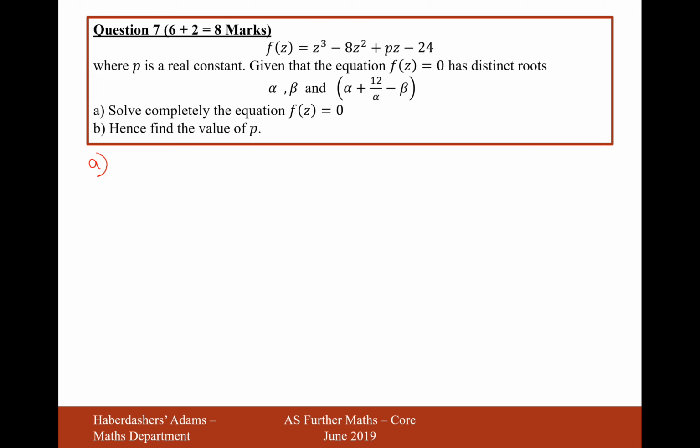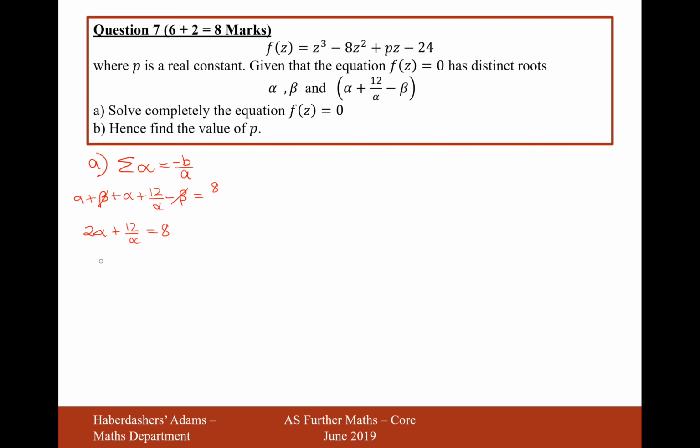So what we want to use is those sum of roots formulae. I think if we use the first one, which is the sum of alpha equals minus b over a, then we'll add our roots together and get minus 8 over 1. So it's going to be alpha plus beta plus alpha plus 12 over alpha minus beta, adding up all our roots together, equals minus b over a, which is 8 over 1, so equals 8. This has actually worked out quite nicely because that will cancel out our betas, so I'm going to get 2 alpha plus 12 over alpha equals 8.